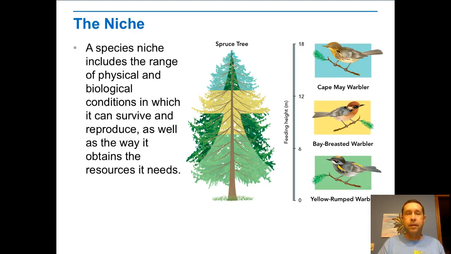So niche. The niche is the role or the job of a species in its community. A species' niche includes the range of physical and biological conditions in which it can survive and reproduce, as well as the way it obtains the resources it needs to survive and reproduce. So a resource is any necessity of life. Again, what resources a particular species needs depends on what kind of species we're talking about.